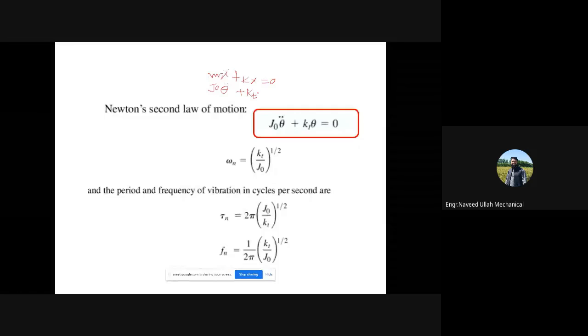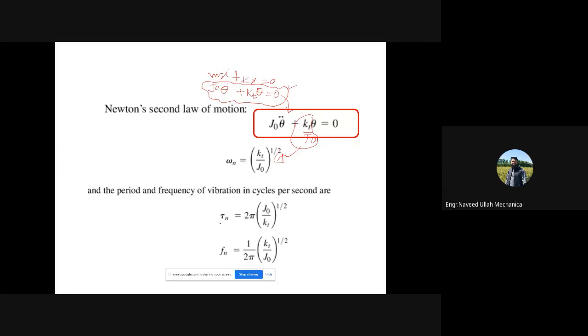And this will be your x, so here you will have theta. So this is the equation of motion for undamped free vibration for a torsional system, which you can see here. And if you want to find out the natural frequency, so kt by j naught, this is your natural frequency, which you can see from here.